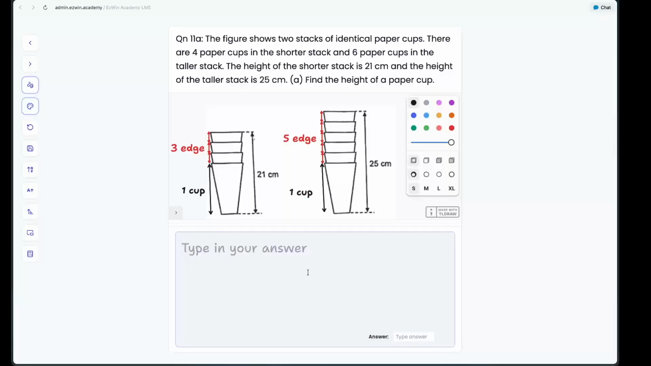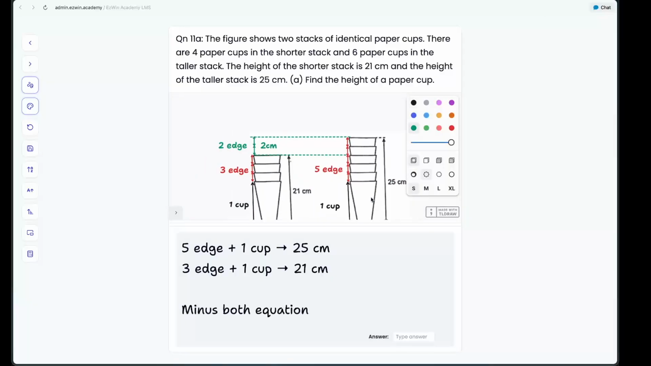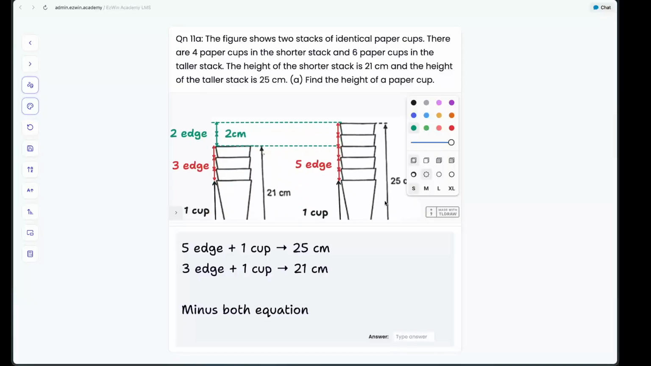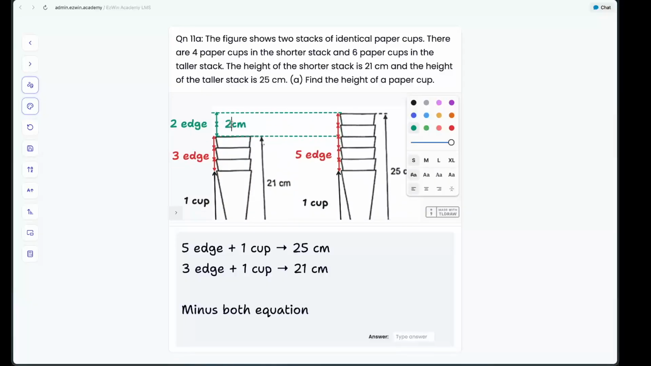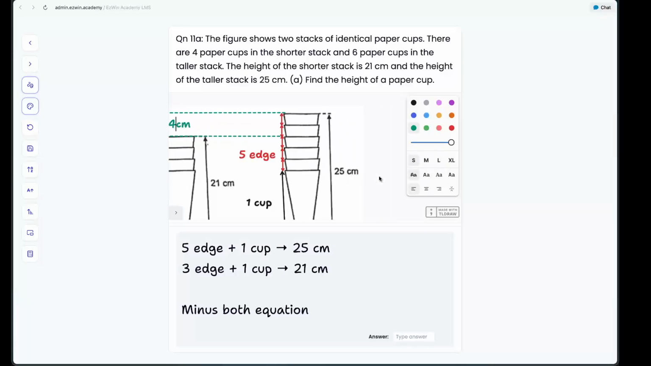So let's write that down. 3h plus 1 cup is equal to 21 centimeters, and then 5h plus 1 cup is 25. So if you were to subtract both, as what we see over here, 25 minus 21 will give us 4 centimeters. That's what I see over here.